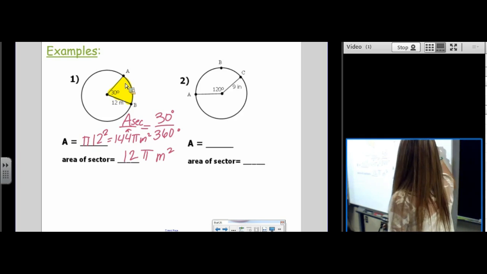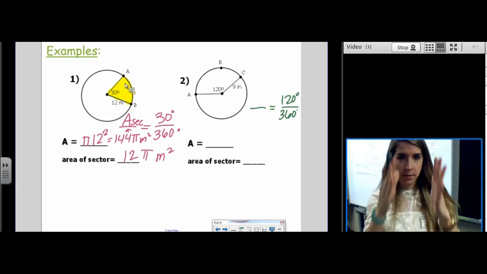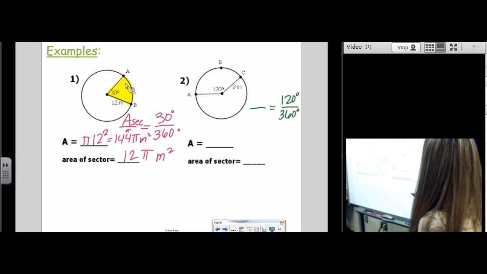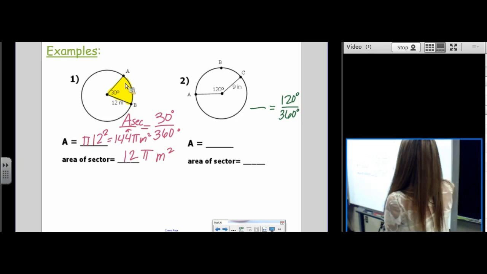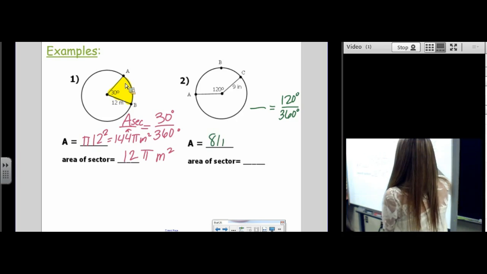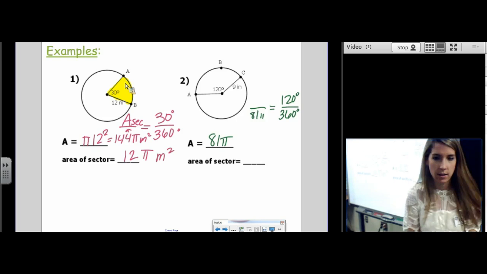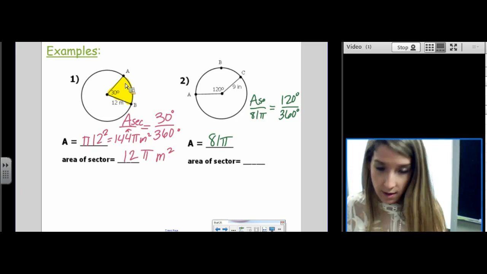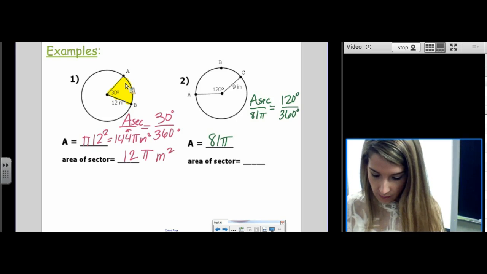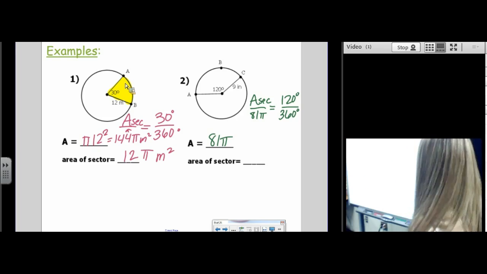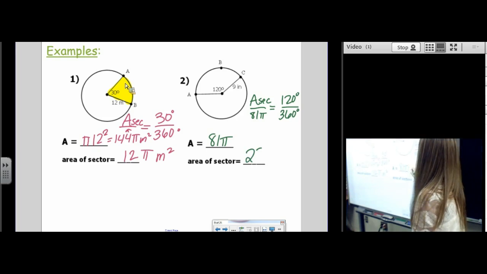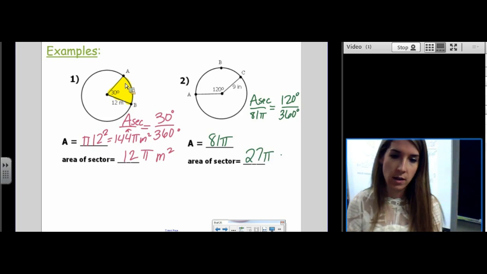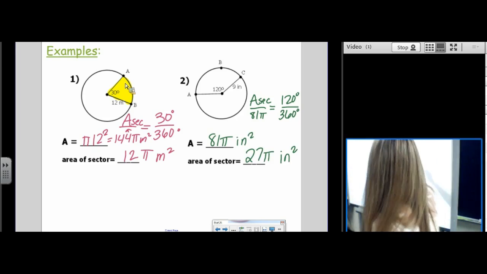Set up your proportion. I usually do my angles first because those are easy, and now I know I've kept them together in the same column. The area of the circle this time is 81 pi because we square 9. So the denominator here is 81 pi, and that's ASEC. So we're doing our cross multiplying again. 81 times 120 divided by 360. 27 pi inches squared. This would be 81 pi inches squared because these are areas. Areas.